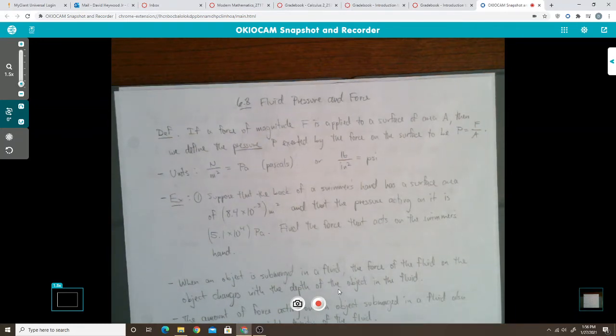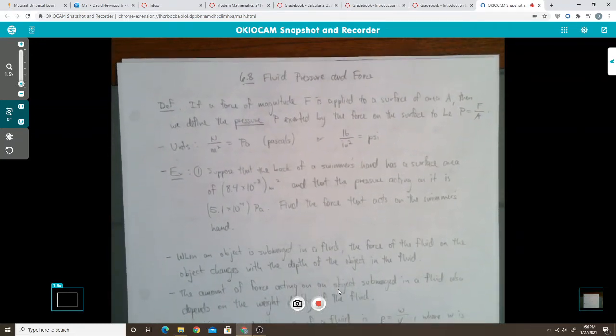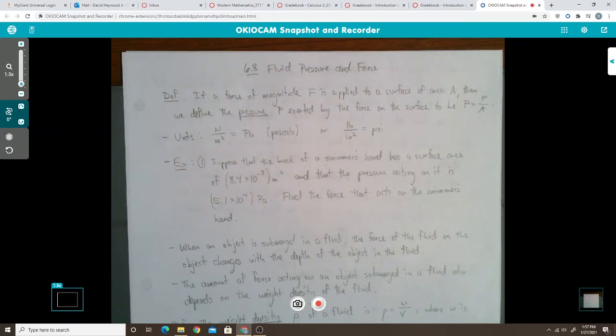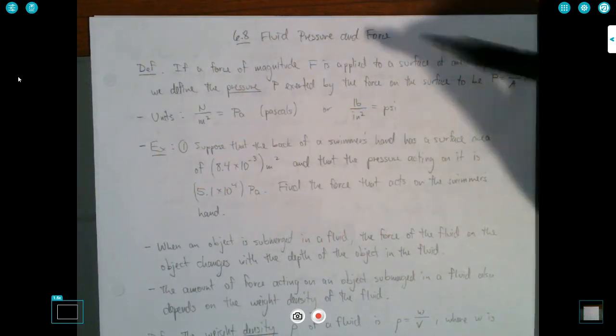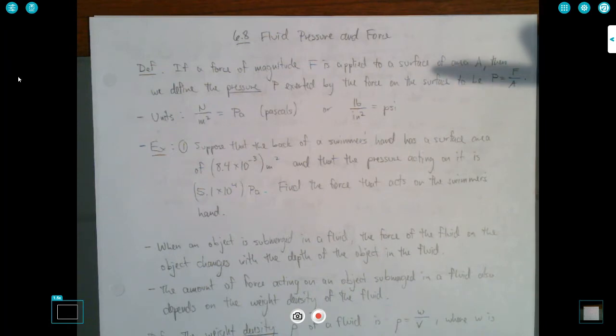Okay, so let's talk about 6.8, fluid pressure and force. This is the last true application that we're going to do in chapter 6. We do have one more section after 6.8, but 6.9 is not really an application section. In fact, I'm not exactly sure what it's doing with the rest of the material in chapter 6, but that's okay. It's still important information, so we'll cover it. But last bit of application stuff: fluid pressure and force.